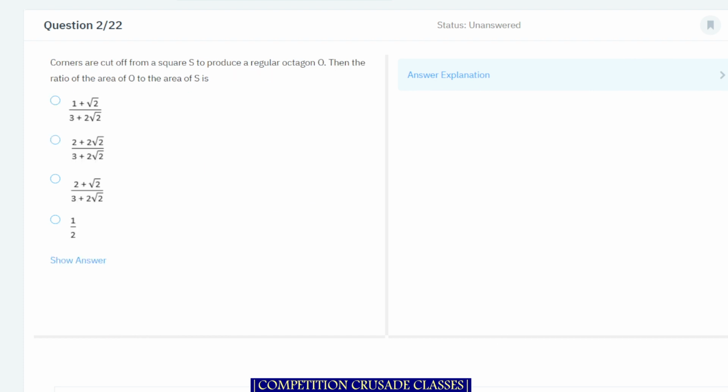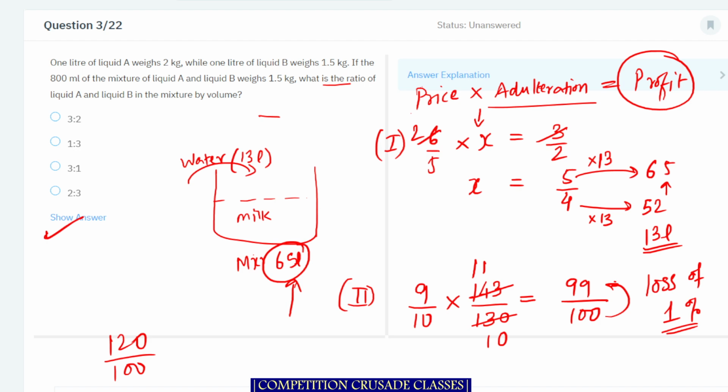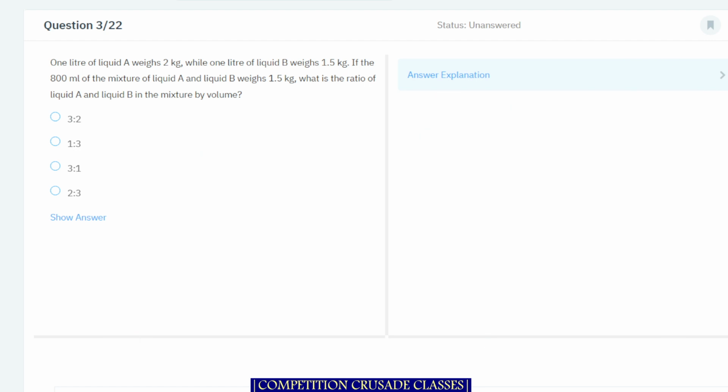Corners are cut off from a square. We'll solve this some other time. 1 liter of a liquid weighs 2 kg. Okay, let's do this one. So what they're saying is, there are two liquids A and B, both 1 liter. One weighs 2 kg, the other one weighs 1.5 kg. If 800 ml of the mixture of liquids A and B weighs 1.5 kg, what is the ratio of liquid A and B in the mixture by volume?